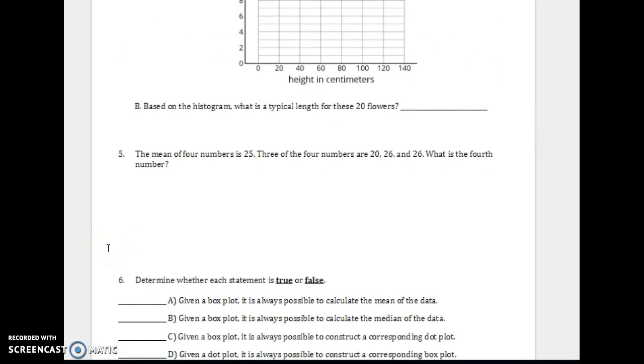Question 5. The mean of 4 numbers is 25. 3 of the 4 numbers are 20, 26, and 26. What is the 4th number?